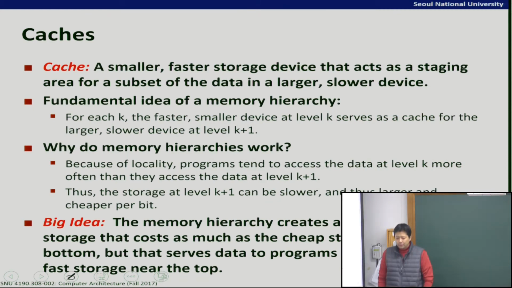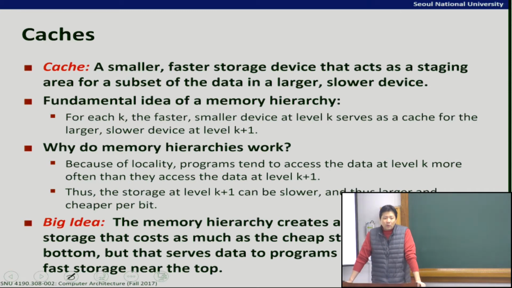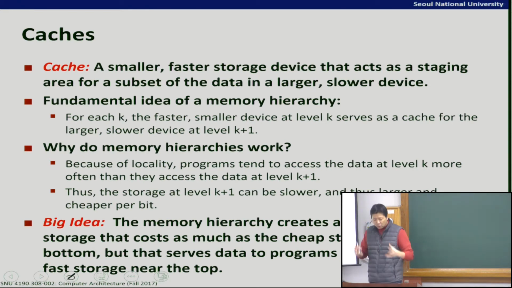Then what is cache? Cache is a smaller, faster storage device that acts as a staging area for a subset of data in a larger, slower device. As I said, this cache holds a small subset of the next level of storage, right? So you can say level 1 cache is a cache of L2 cache, and level 2 is a cache for level 3 cache. And level 3 is a cache for main memory. And main memory is a cache for local disk. And local disk is a cache for the cloud, and so on, right? That's the general concept of cache: a smaller, faster storage device that acts as a staging area for the subset of data in a larger and slower device.